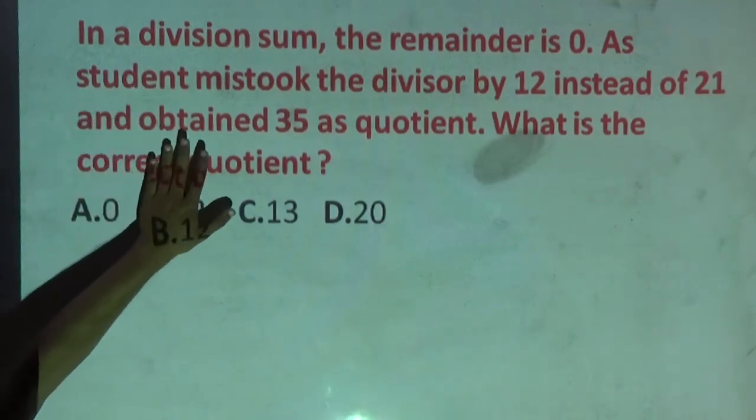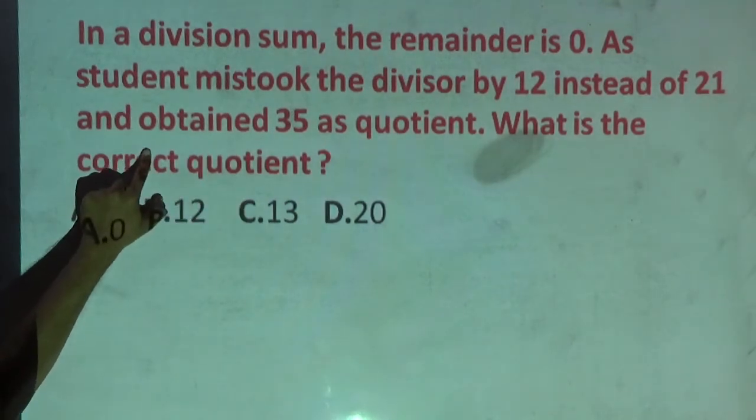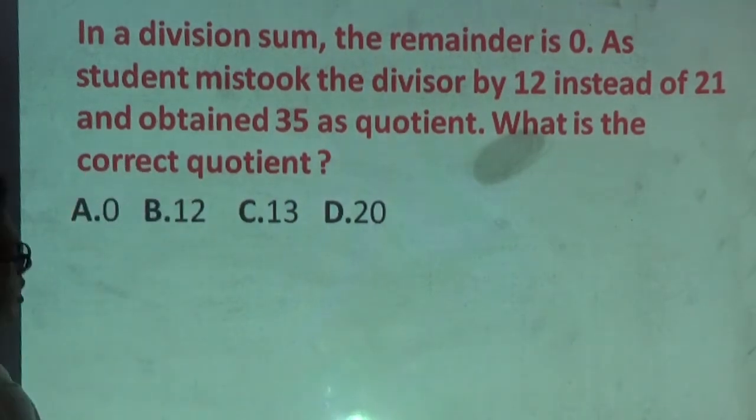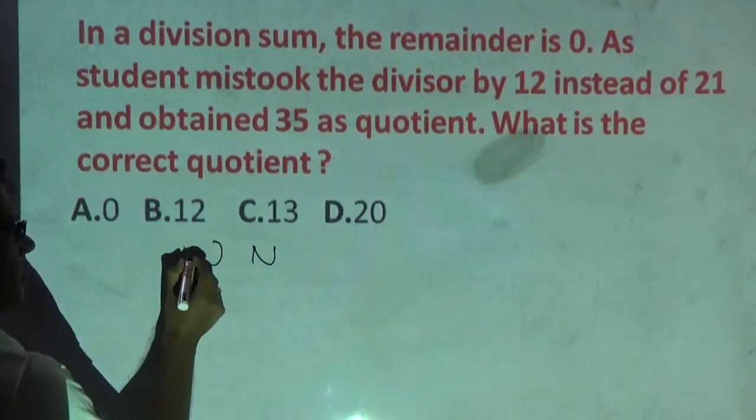And he obtained 35 as the quotient. When he divided by 12, the quotient is 35. Then what is the correct quotient? So I want to divide a number by 21, but I took 12.